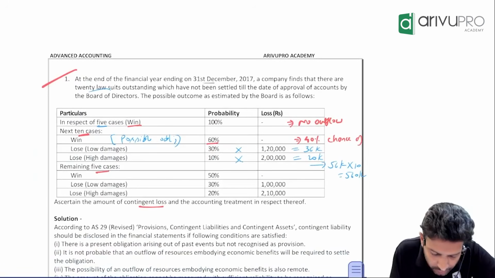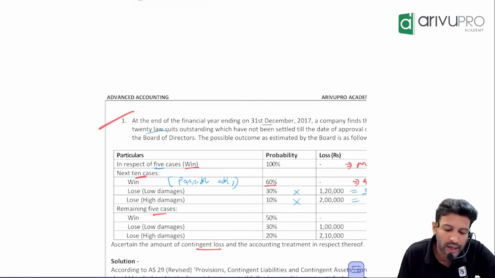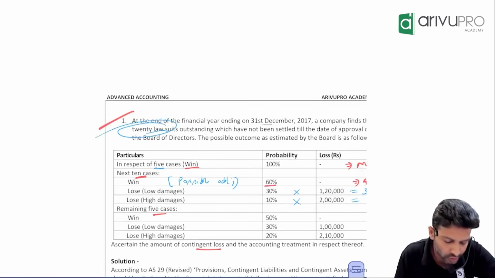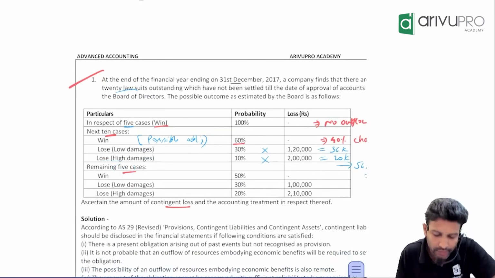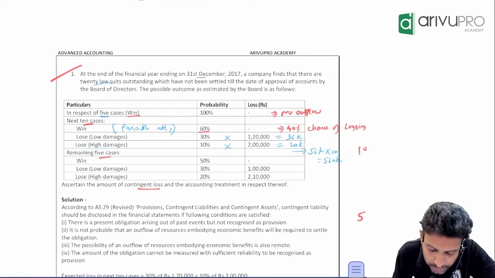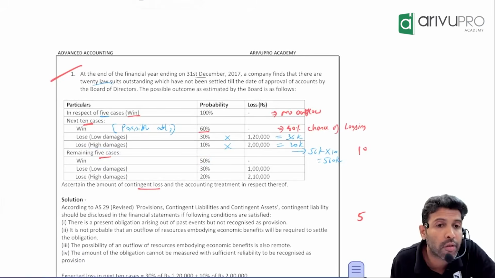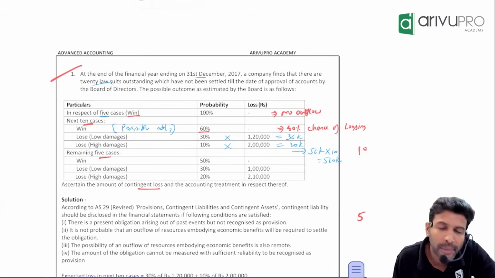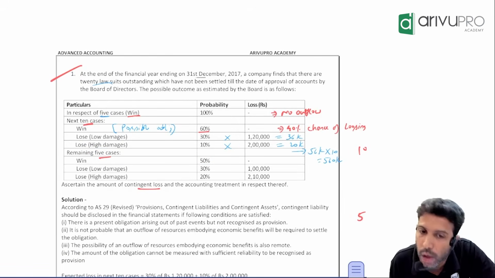Then we have 5 over, 10 over. So totally how many cases are covered? 15. But what is the total number of cases going on with us? 20. That means there are another 5 more. What about the remaining 5? For the remaining 5, there is a 50% chance of winning. That means there is a 50% chance of losing.